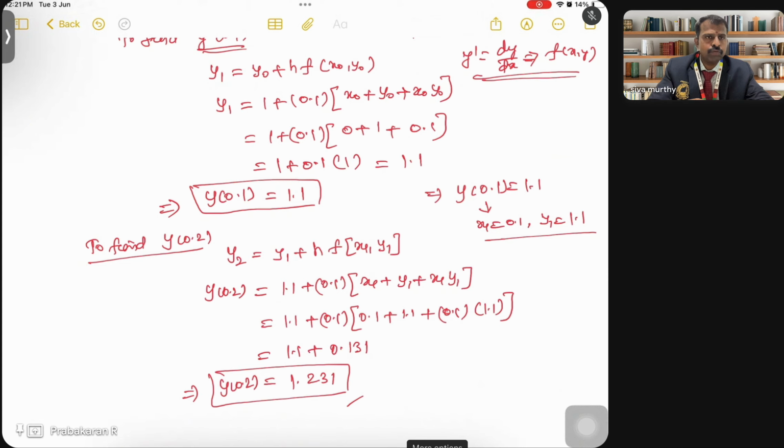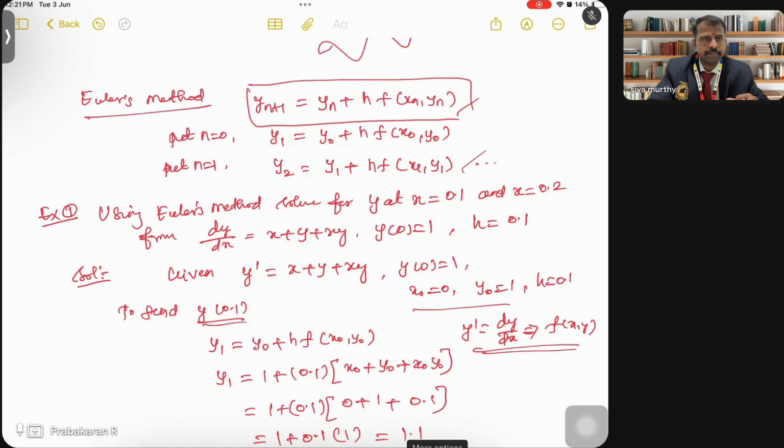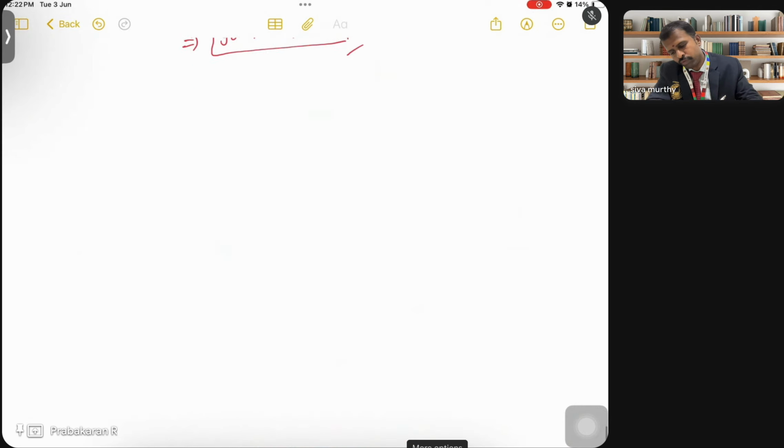Okay, anyway, we will move on to example number 2, right? Once again, I want to recall this formula. What's the formula for Euler's method? Euler's method formula is y n plus 1 equal to y n plus h f of x n comma y n. f of x n comma y n is a function. They are giving the ordinary differential equation, right? Then put n equal to 0 and put n equal to 1, we get y1 and y2. That y1, y2 are for y of 0.1 and 0.2. Okay, I hope all understand. We will move on to example number 2, right?